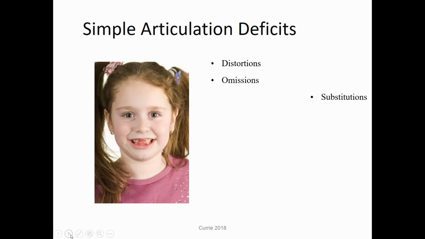So there can be distortions, omissions, substitutions, or additions. Often W is used instead of the letter R, so the wed, wabbit, wan down the woad, very common. Elmer Fudd used to do that.